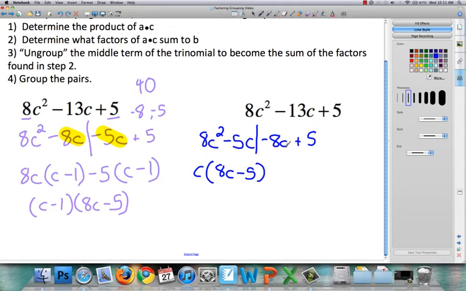And now in our second binomial here, we needed to match this binomial, so we're going to need to pull out a negative 1, factor out a negative 1. That gives us 8c minus 5 as well. So now that they match, that is our common factor. So 8c minus 5 goes in one parentheses, and what's left over, c minus 1, goes in the other parentheses. We get the same answer, we just did it a little different.